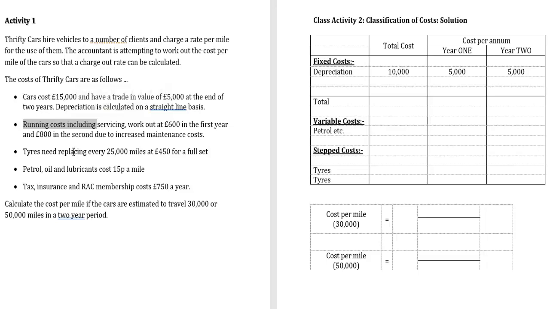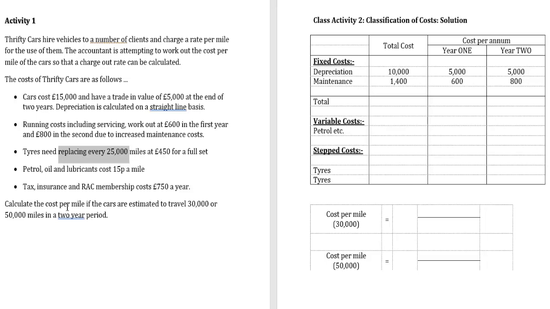Actually, for me, it will be fixed cost, 600 in the first year and 800 in the second year. So I will add this to fixed cost. Third, tires need replacing every 25,000 miles at 450 for a full set. Here, if we use miles to the level of 25,000, in that case I need to change the tires for 450. So in that case, this will be considered as a stepped cost because it's fixed to a specific level, which is 25,000 miles. If I increase more, I need to change the tires for 450.